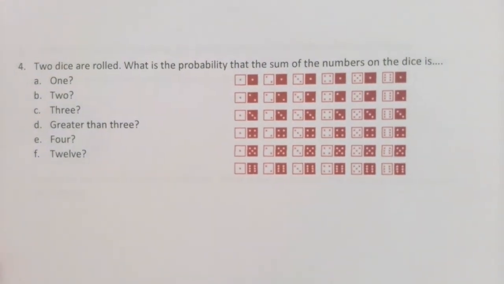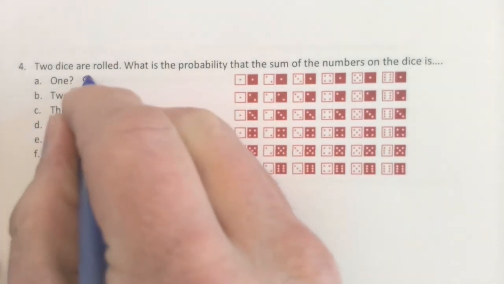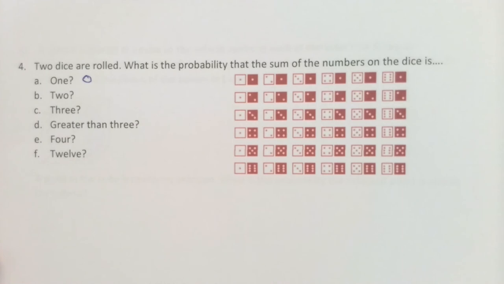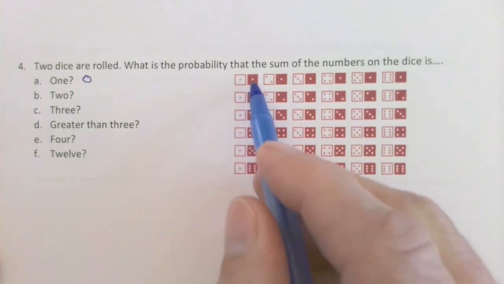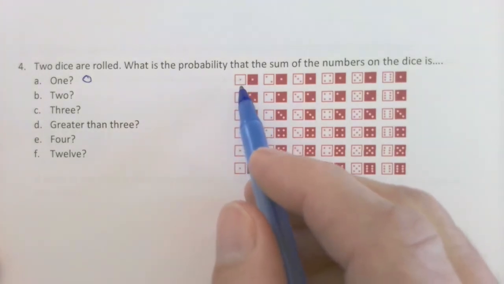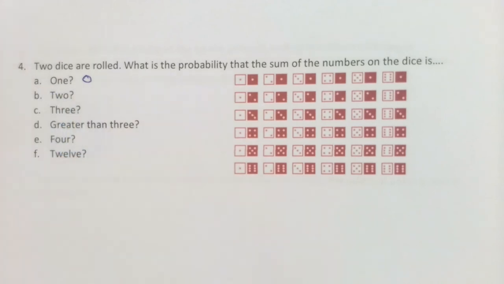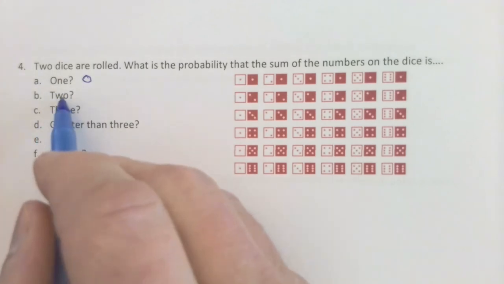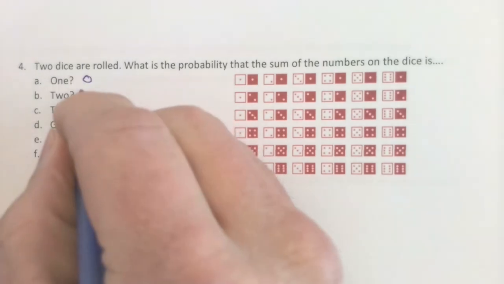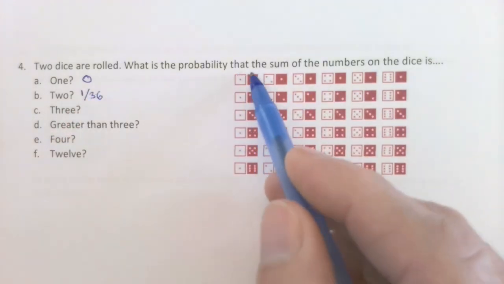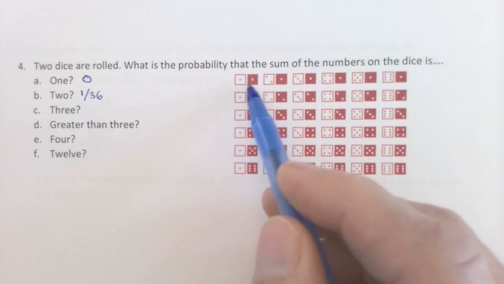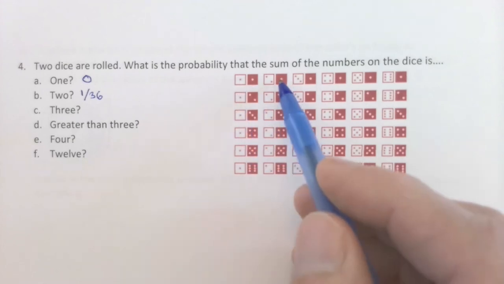Now, what's the probability that the sum of the numbers on the dice is 1? The answer is 0. Why? Well, the smallest sum you can get is 1 plus 1, which is 2. You can't get something as small as 1. What about the probability that it comes out to 2? The answer to this is 1 out of 36, because this is the only way to add the numbers on the two dice up and get 2.